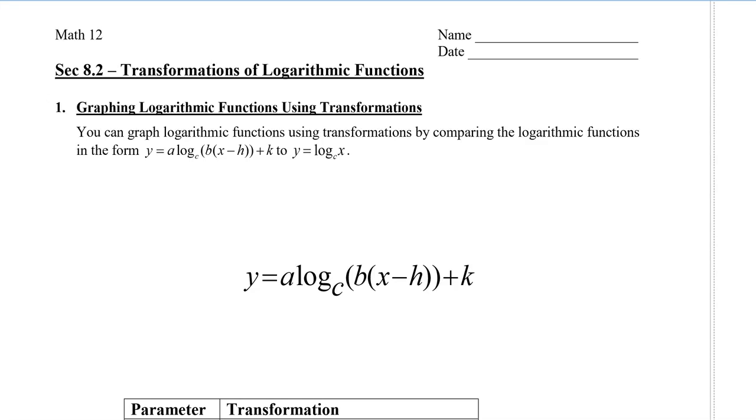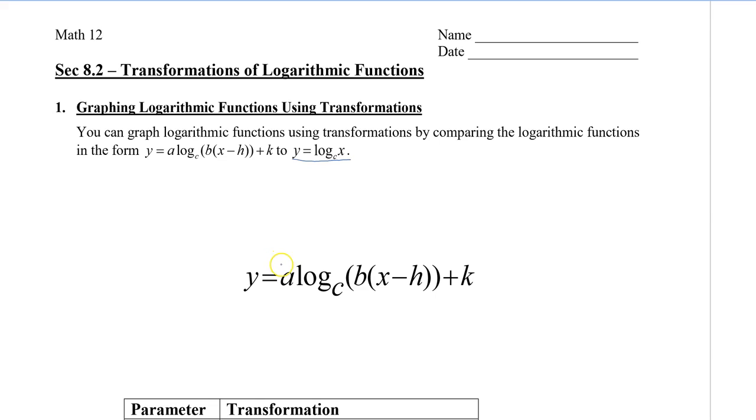In this video, I'm going to show you how to graph logarithmic functions by transformations or simply by using a table of values. So you can graph a logarithmic function using transformations by comparing the logarithmic function that we already know, which is y equals log x, to this function here, which I've added a, b, h, and k.